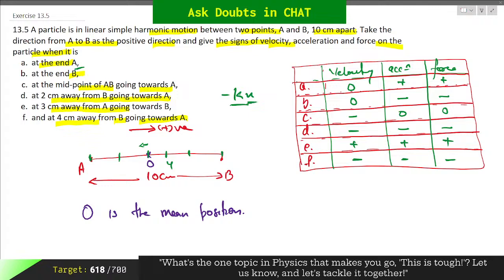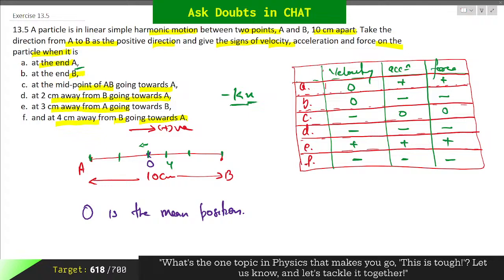Now when the particle is at the end B, again it is an extreme position, again we can say that velocity is 0 and acceleration is in the negative x direction. Similarly, the force is also in the negative x direction. Now the third option is at the midway between A and B, going towards A.